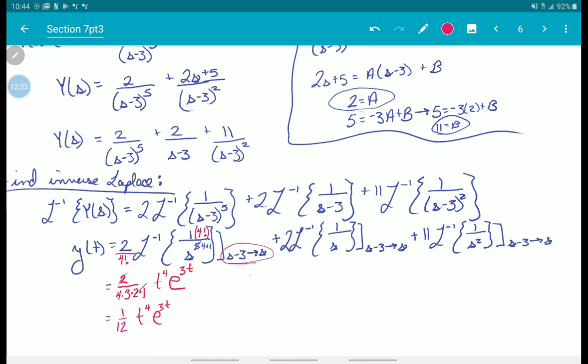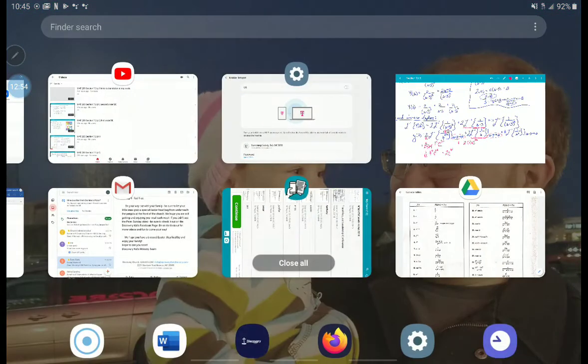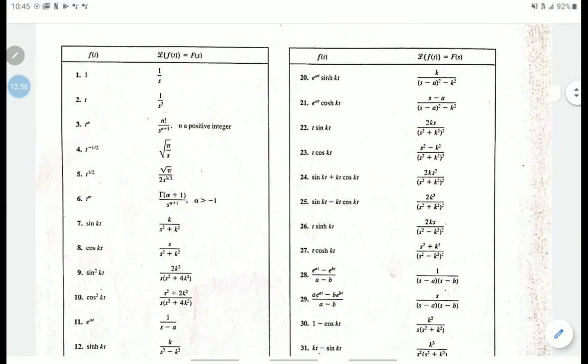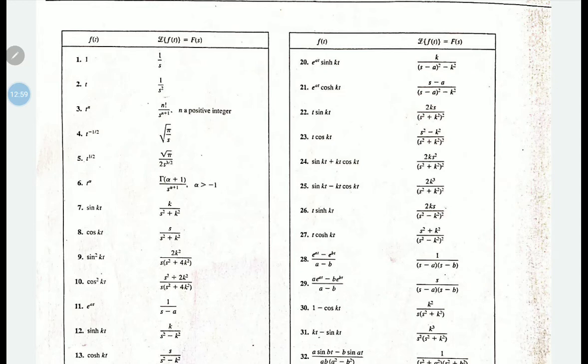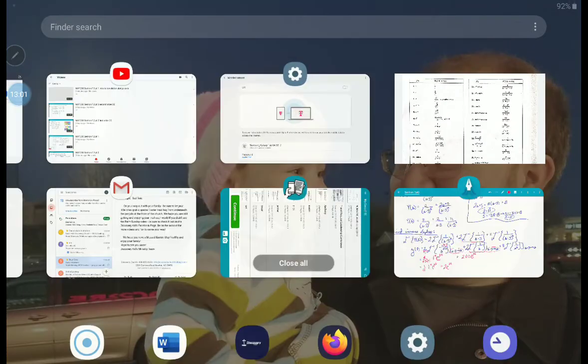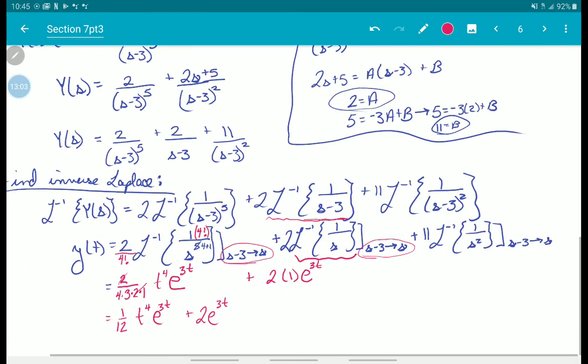The second one, this guy ends up being 1, but we have to multiply it by e to the AT. So we're going to end up with 2e to the 3t there. Now we would have gotten the same thing if we would have just used the definition for 1 over s minus a. So you've got two ways to view that. That's rule 11. And we would have ended up with e to the 3t there. So there's multiple ways to view all of these. And then this last one.